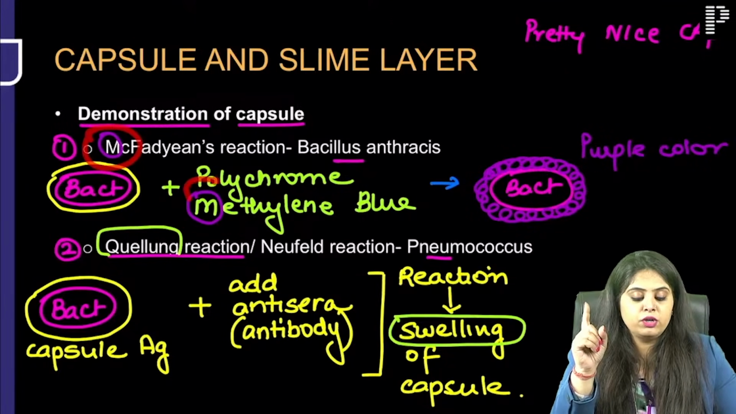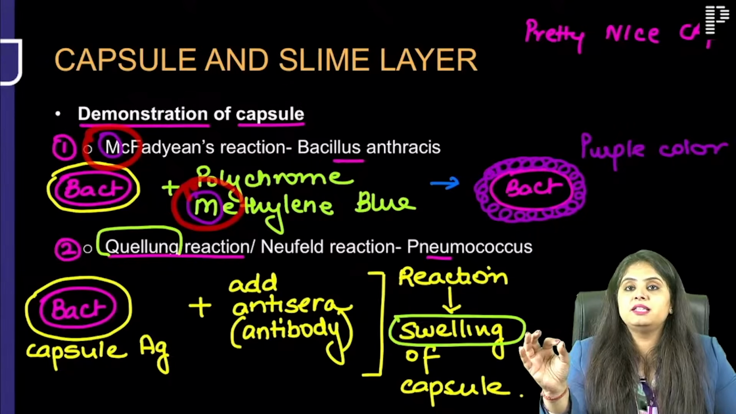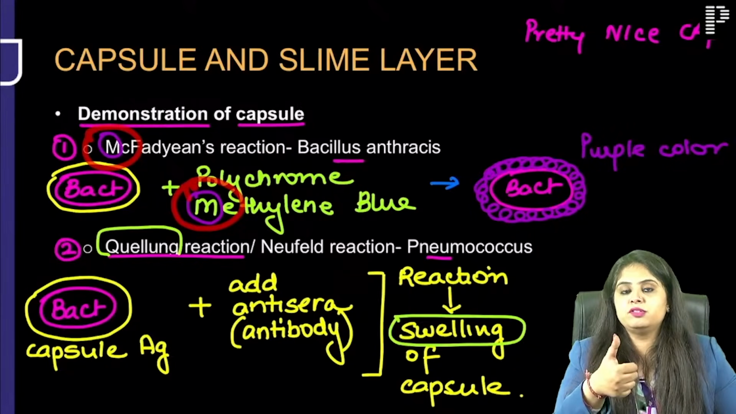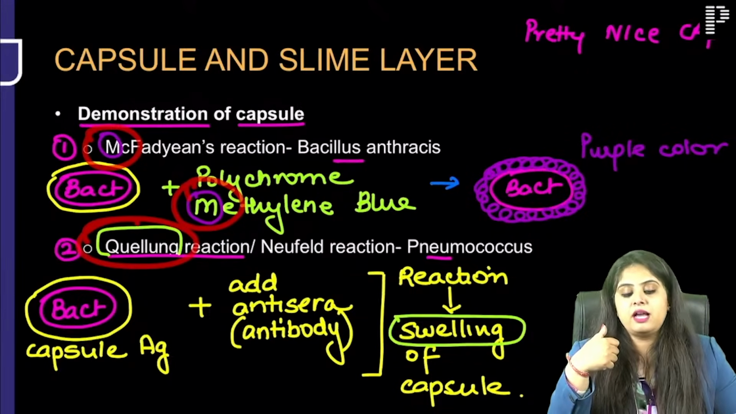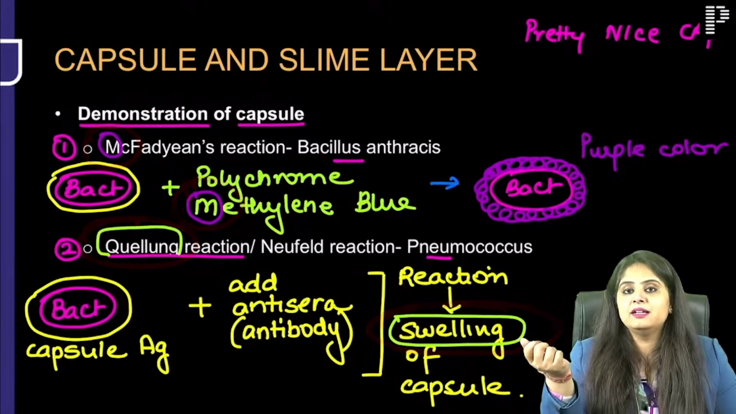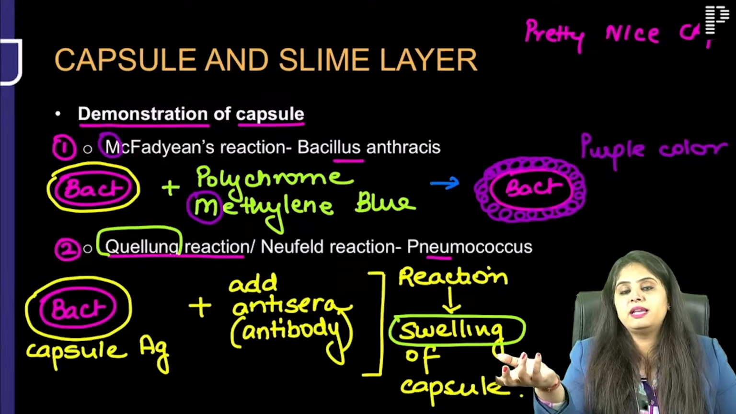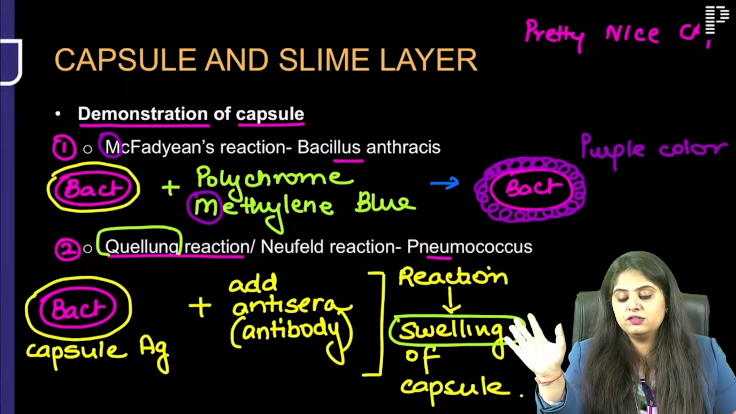Macfadyen reaction, what do you add? M for M. I've added methylene blue. If I get a purple color, the capsule is there. Quellung reaction, I look for swelling. It is an antigen-antibody reaction, so swelling will happen. This means the Quellung reaction is positive.